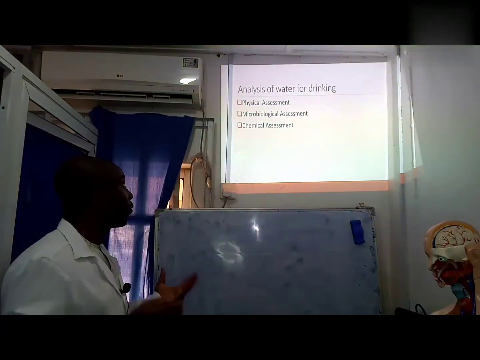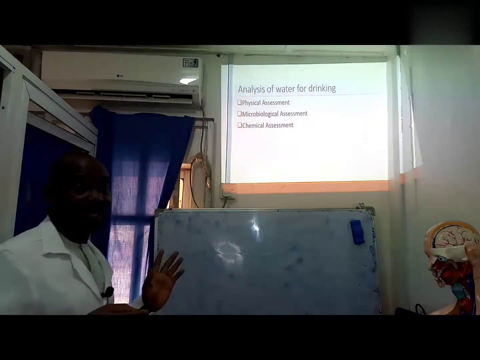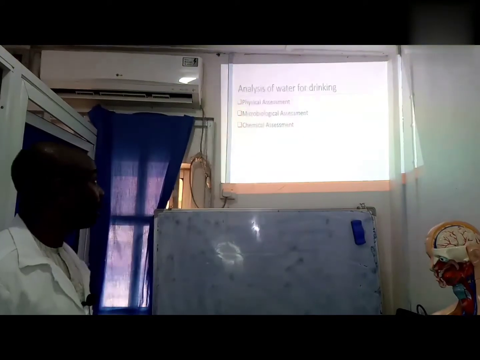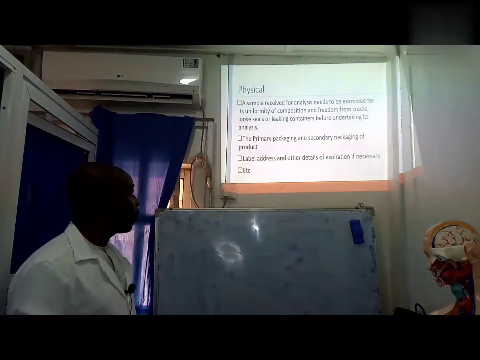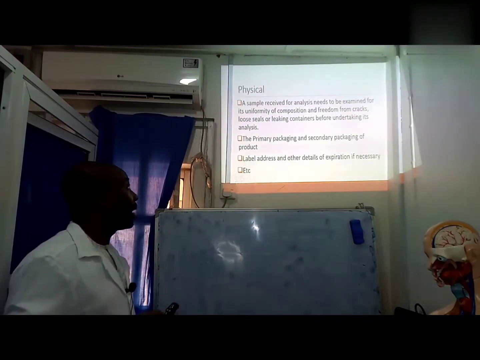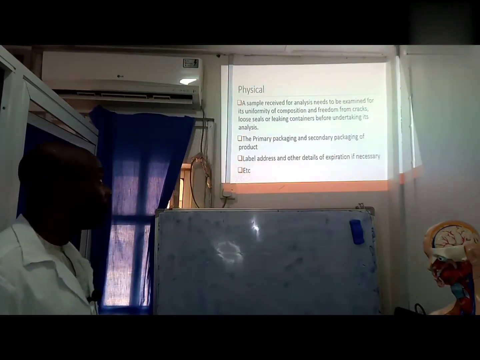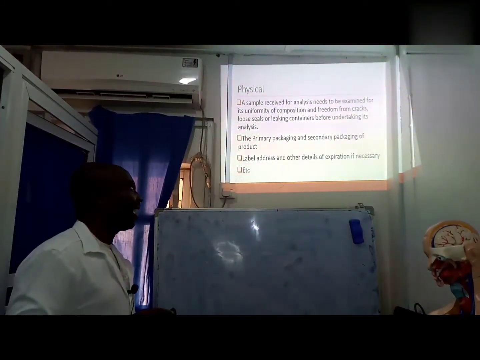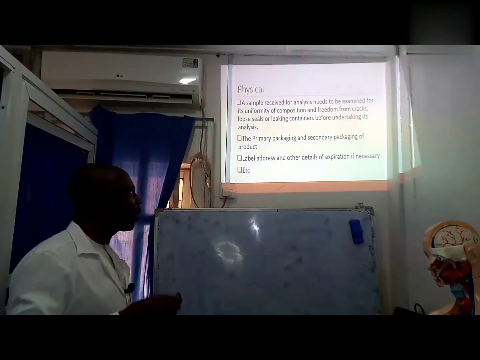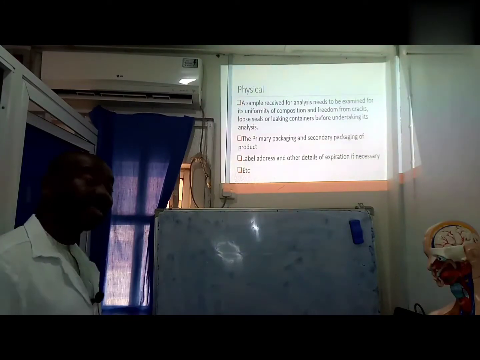Okay. Analysis of water for drinking. We're going to be looking at physical analysis, biological analysis, and chemical assessment or analysis. So for the physical, the sample is received for analysis, and it needs to be examined for its uniformity of composition and freedom from cracks, loose seals, or leaking containers before undertaking its analysis.